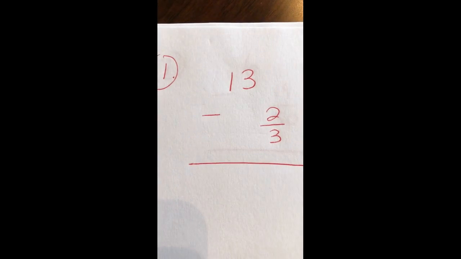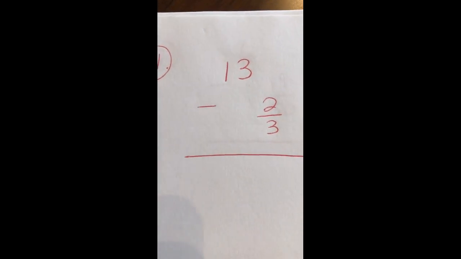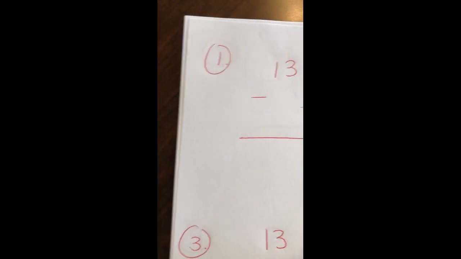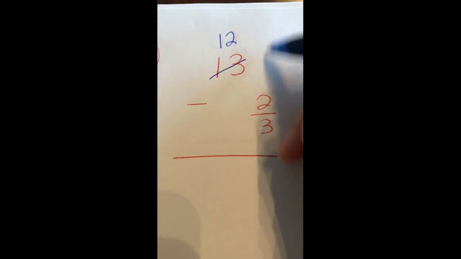So let's take a look at number 1. We're subtracting a fraction from a whole number. So you can see typically we do a fraction from a fraction, but we don't have a fraction here. So what I need to do is I need to cross off my 13 and make it a 12. And what I'm going to do is I'm going to add a fraction here.